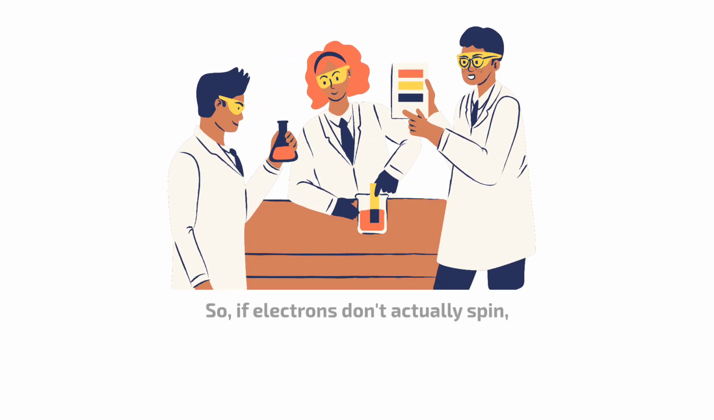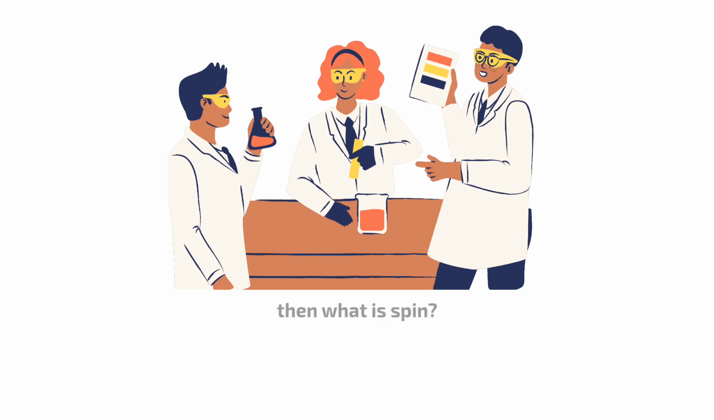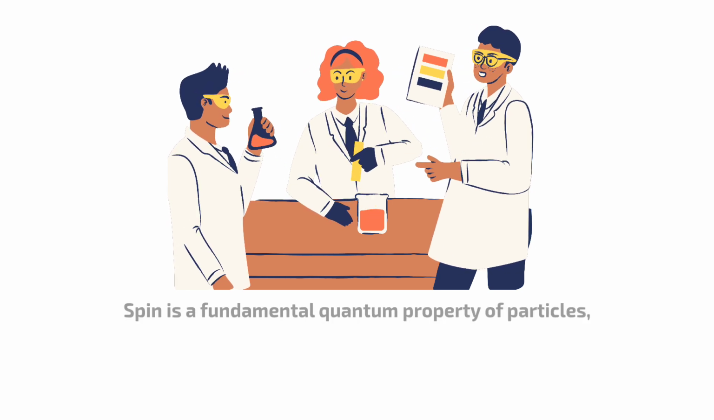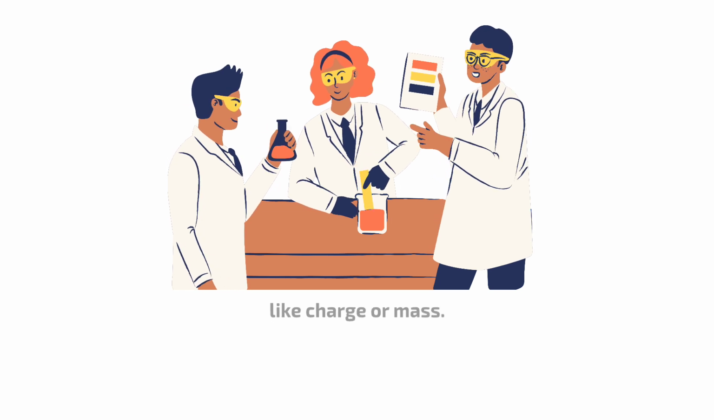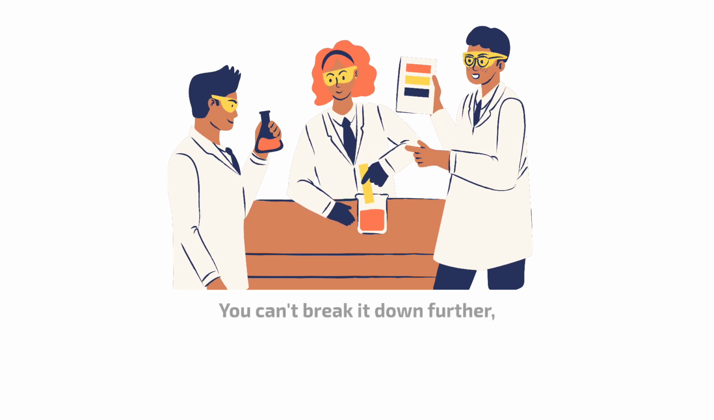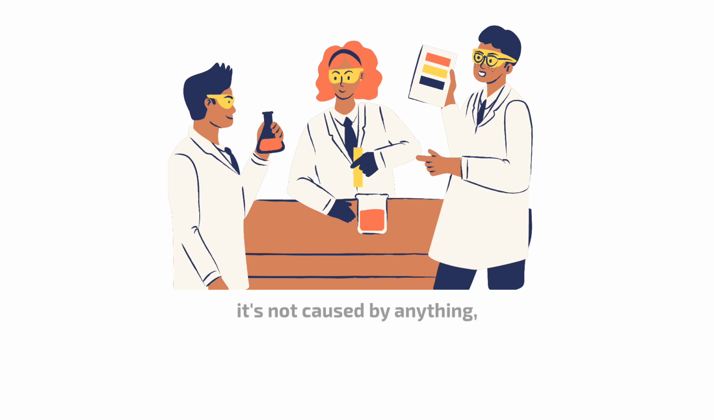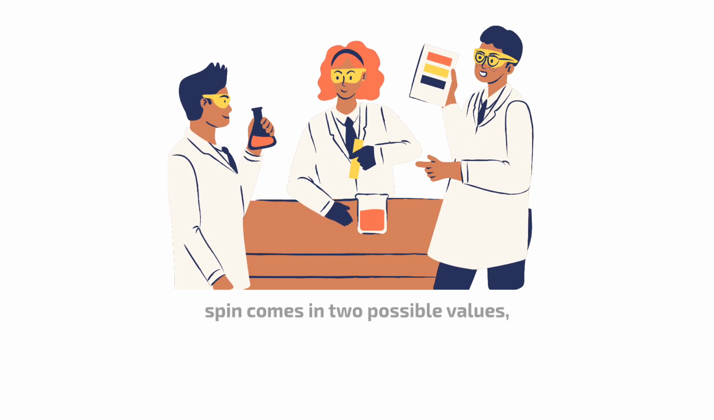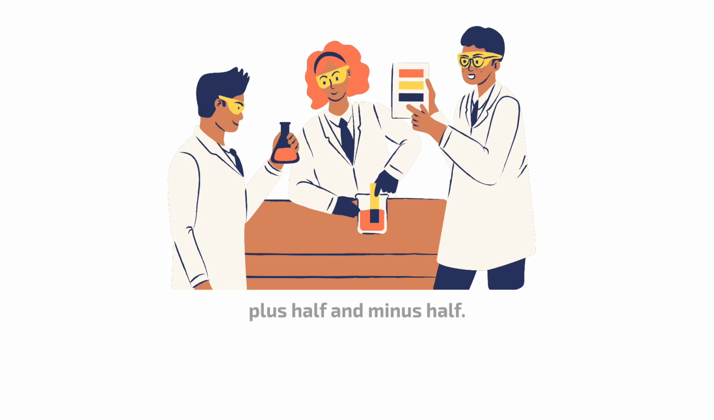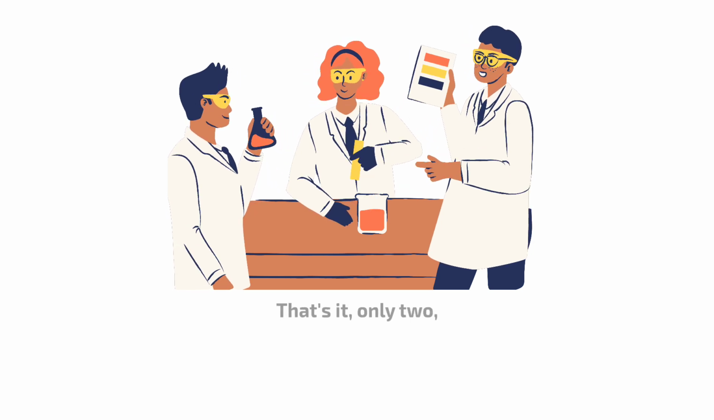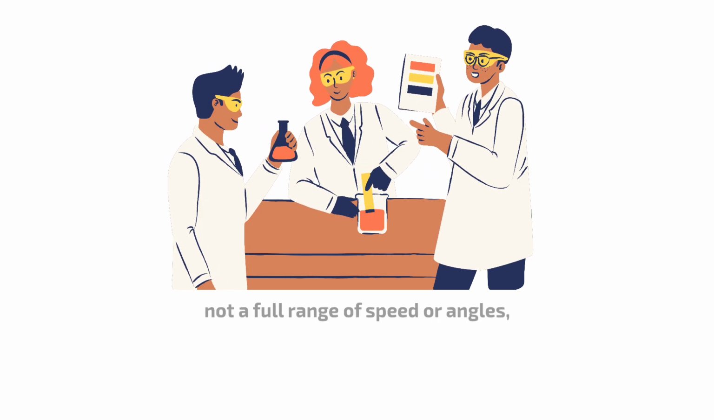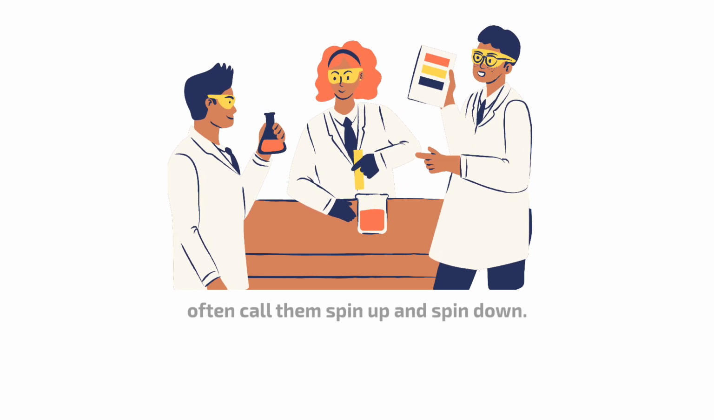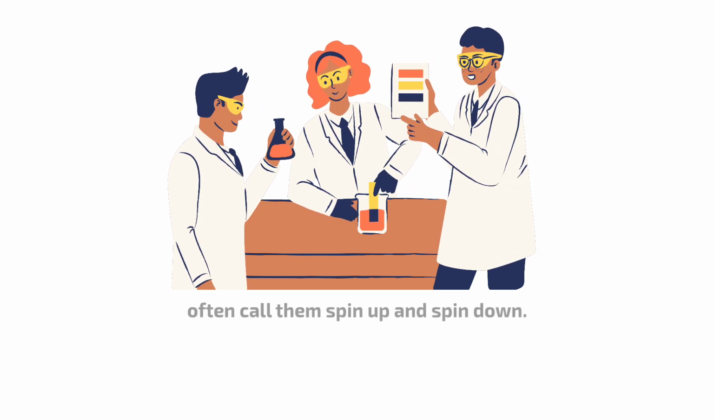So, if electrons don't actually spin, then what is spin? Well, here's the truth. Spin is a fundamental quantum property of particles, like charge or mass. You can't break it down further. It's not caused by anything. It just is. For electrons, spin comes in two possible values, plus half and minus half. That's it, only two. Not a full range of speeds or angles, just two options. We often call them spin up and spin down.